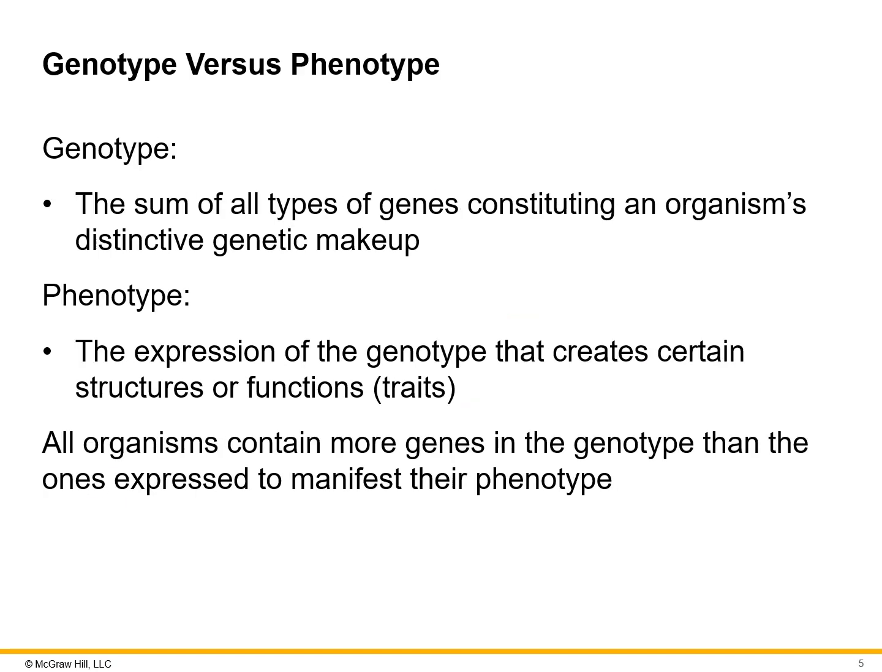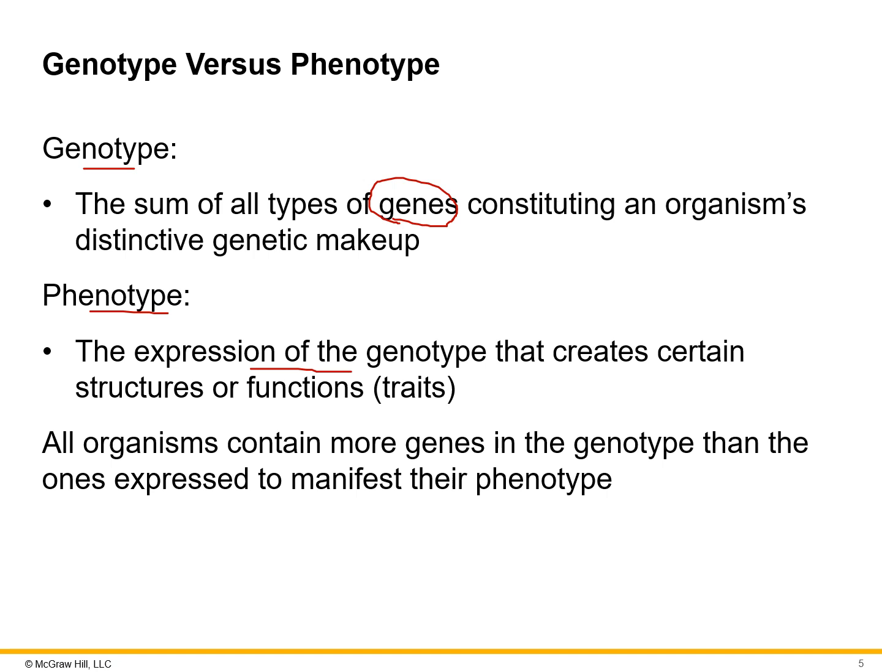Now, genotype versus phenotype, a couple more terms. Genotype is the sum of all the genes that make up the organism. So again, we have the genome, which is all the DNA. Genotype is the sum of all the types of those genes. And then phenotype is actually the expression of the genotype. So our cells have lots, and same with the bacteria, they have lots of different genes, but they don't use all of them, or they don't use all of them at the same time.